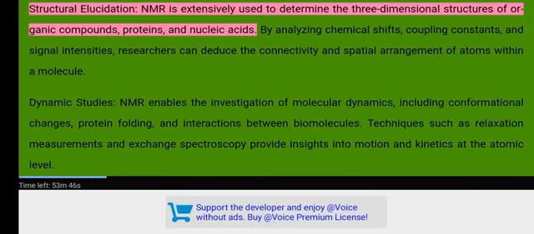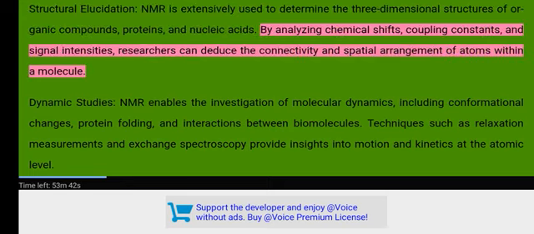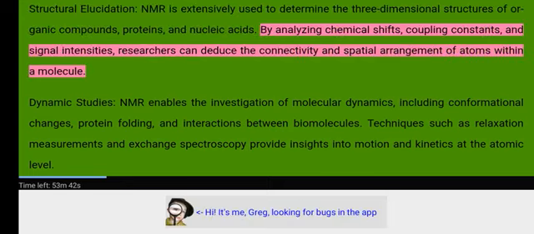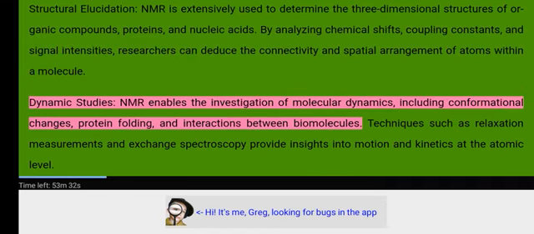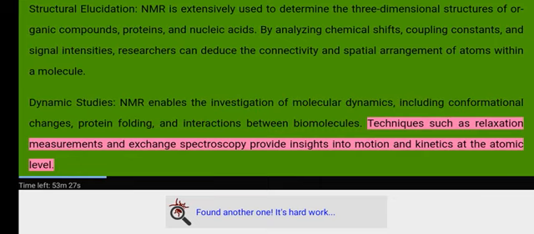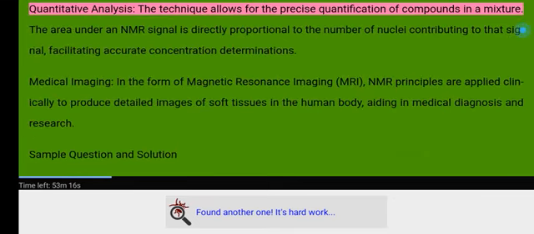Structural elucidation. NMR is extensively used to determine the three-dimensional structures of organic compounds, proteins, and nucleic acids. By analyzing chemical shifts, coupling constants, and signal intensities, researchers can deduce the connectivity and spatial arrangement of atoms within a molecule. Dynamic studies. NMR enables the investigation of molecular dynamics, including conformational changes, protein folding, and interactions between biomolecules. Techniques such as relaxation measurements and exchange spectroscopy provide insights into motion and kinetics at the atomic level.